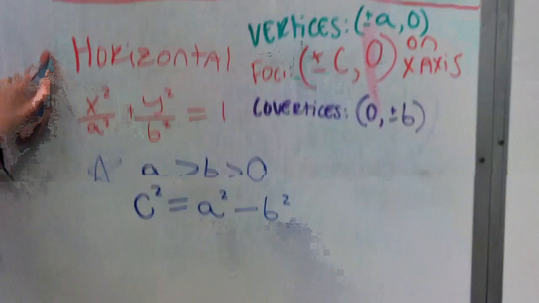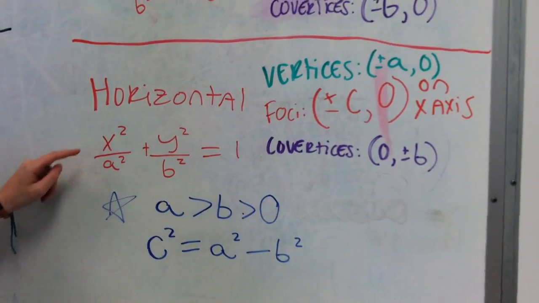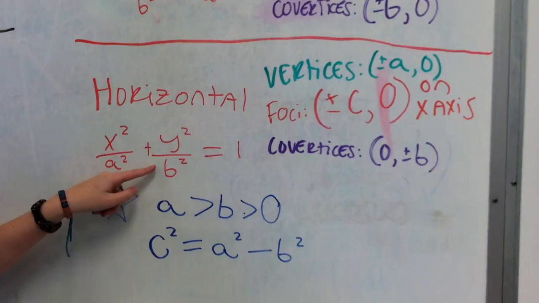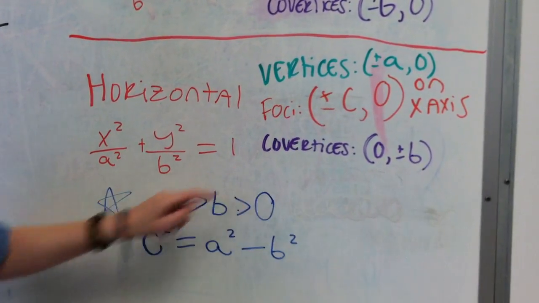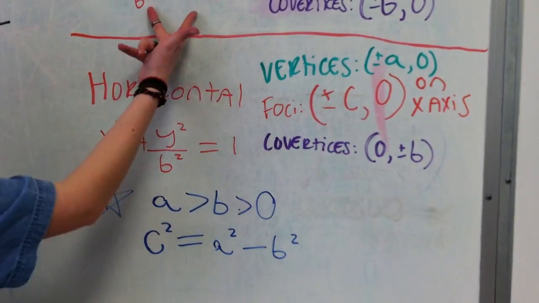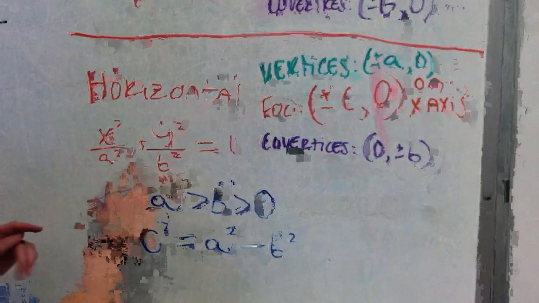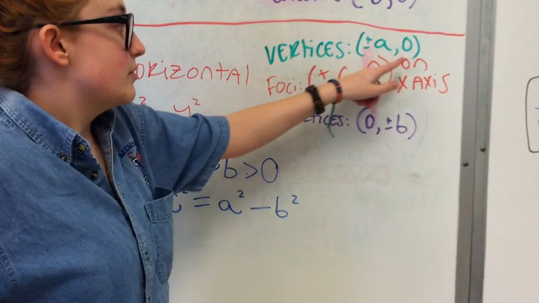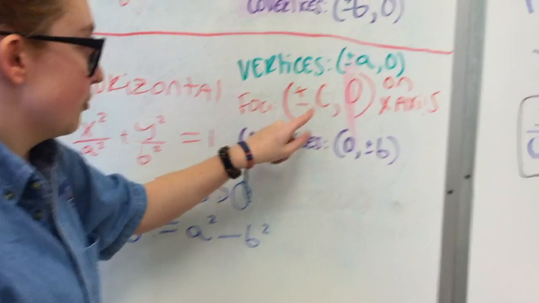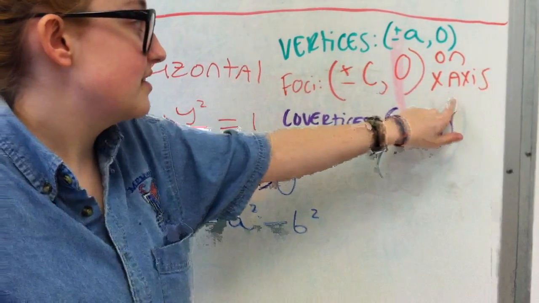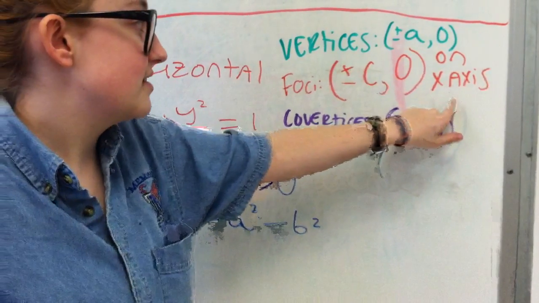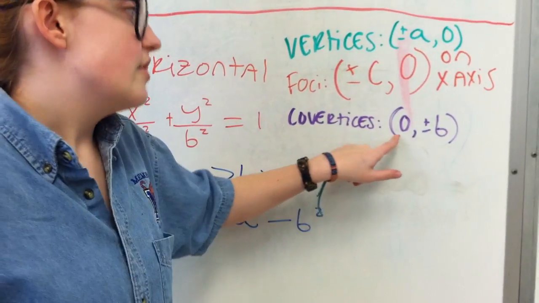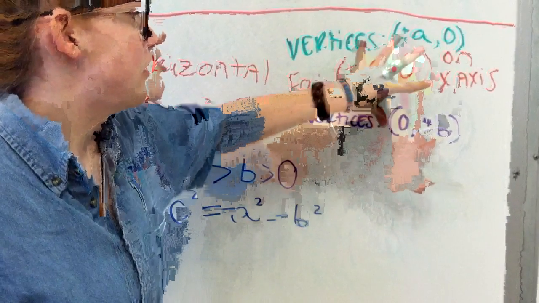For horizontal, your standard equation is x squared over a squared plus y squared over b squared equals 1. Notice how a and b just switch from vertical to horizontal. Your vertices for your horizontal ellipse are plus or minus a, 0, and your foci are plus or minus c, 0 on the x-axis. See that in the same spot. Your covertices are 0, plus or minus b, and all of this is literally the reverse of the vertical.